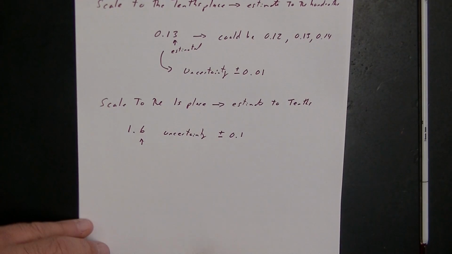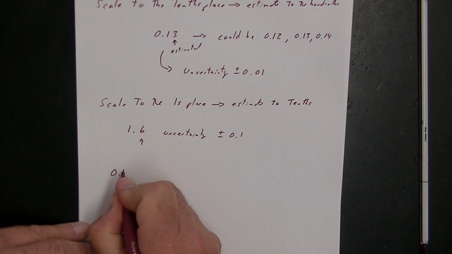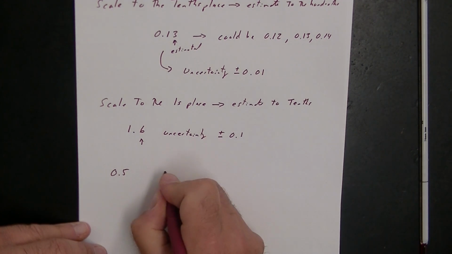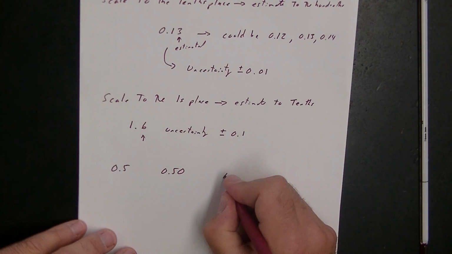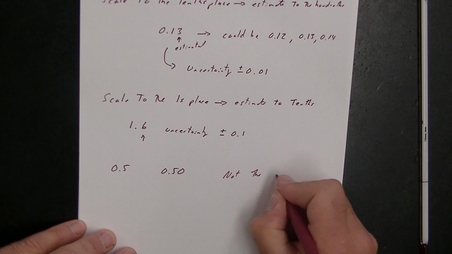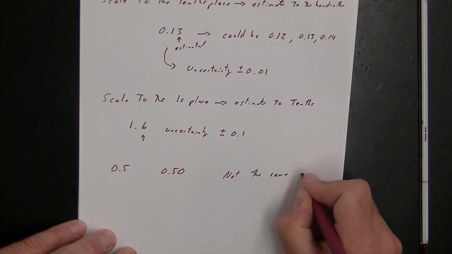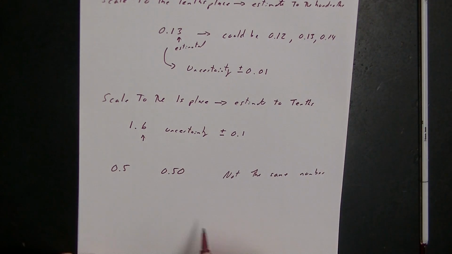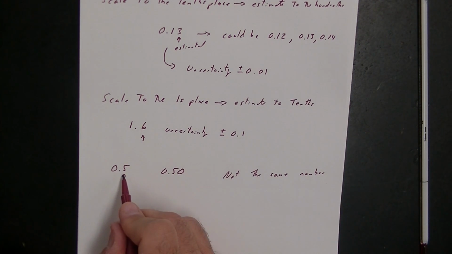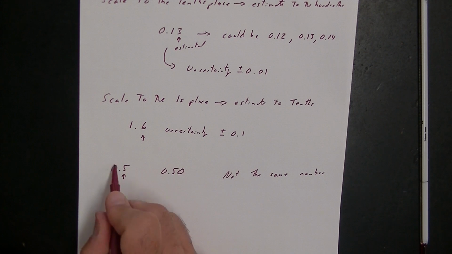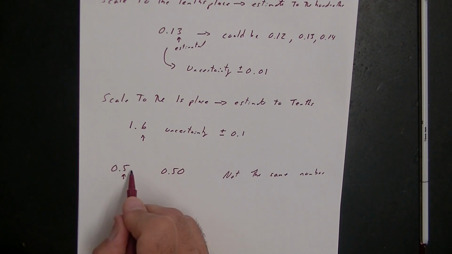Now, here's a question for you. Is this number and this number the same exact thing? Are they the same number? 0.5 and 0.50. The answer is no, they are not the same number. Am I sure of this digit? The answer is no. I am only sure that it's greater than 0 but less than 1.